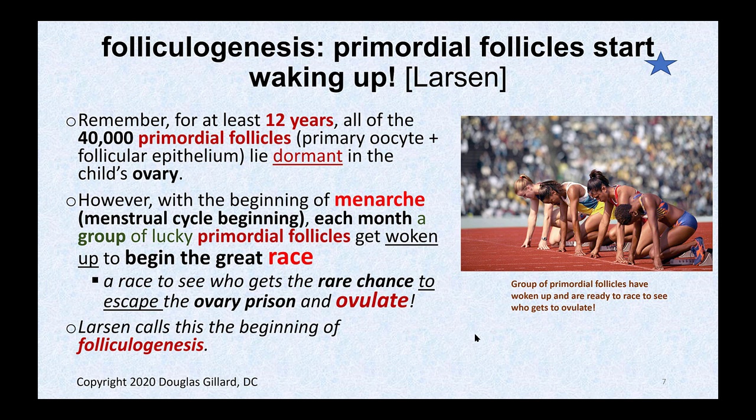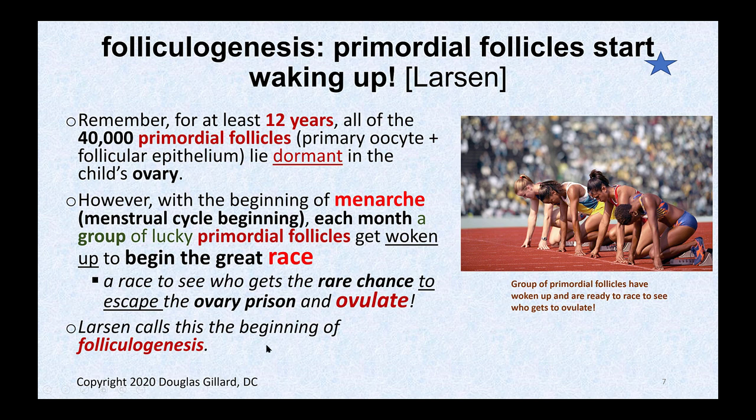And I like to think of it as a great race, because of the 50 or 10 to 50 that wake up, only one of them will mature, the fastest and the greatest, and that one who matures the fastest and the greatest, that's the one who wins the race and will ovulate. The other ones will all perish. All right? So the great race, Larson calls it folliculogenesis, and I like that term.